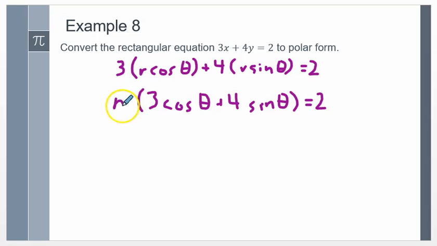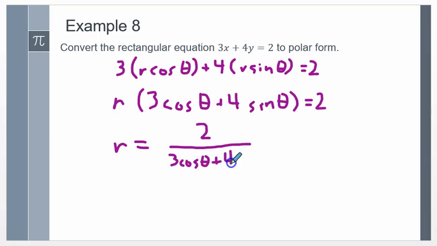Now we're trying to solve for this r. We want it by itself. So the opposite of multiplying by a number is dividing by it. Yes, this is a big, long, ugly number, but the rule still applies the same way. So it's r times all of this stuff in parentheses. I'm going to divide that number to the other side. So r equals 2 divided by 3 cosine of theta plus 4 sine of theta. That's my final answer. We now have an equation that doesn't have any x's or y's in it, and we have solved for r.